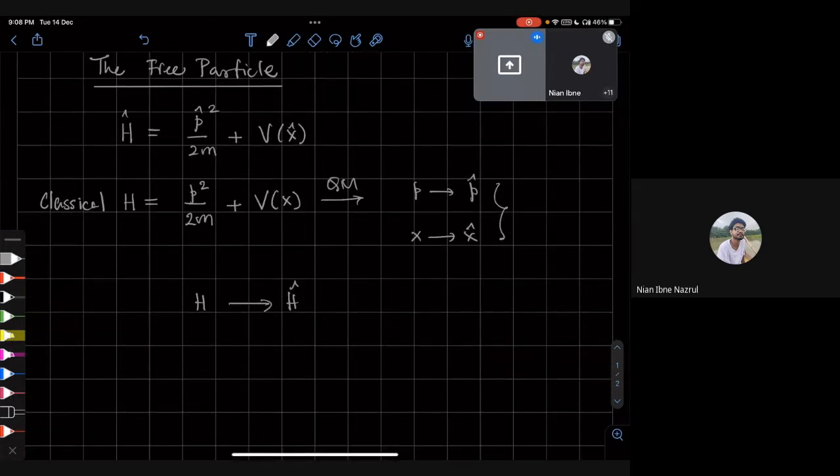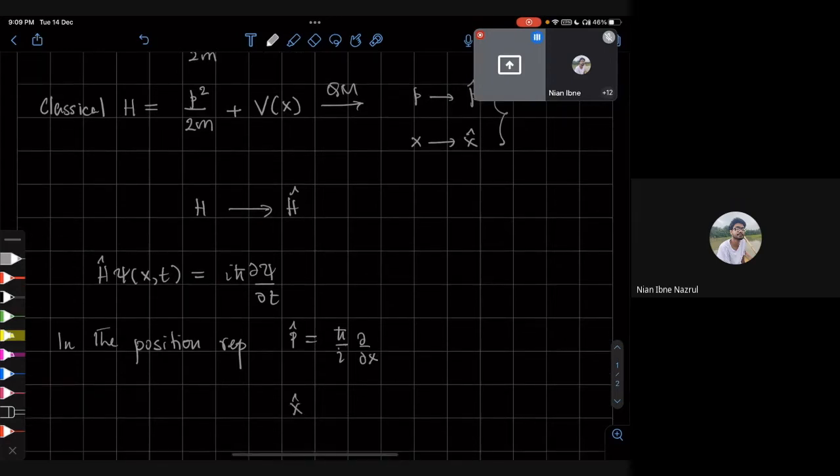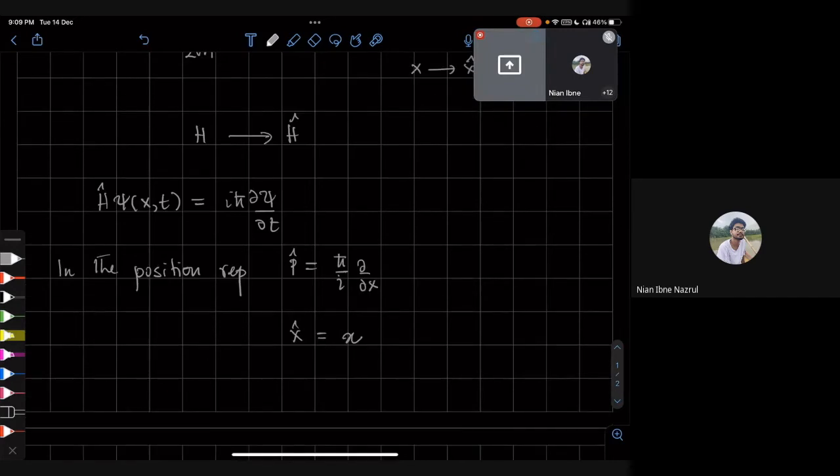And once we have the Hamiltonian operator, we go ahead and solve the Schrodinger equation, the time-dependent Schrodinger equation, right? And of course, in the position representation, we haven't really seen any other representation, but just believe me that there exists an even more abstract version of quantum mechanics. In the position representation, p hat is given by h bar divided by i, d by dx in one dimension, and x hat is given by just x. And then the Hamiltonian operator just becomes minus h bar squared by 2m, del squared by del x squared, plus the function V.